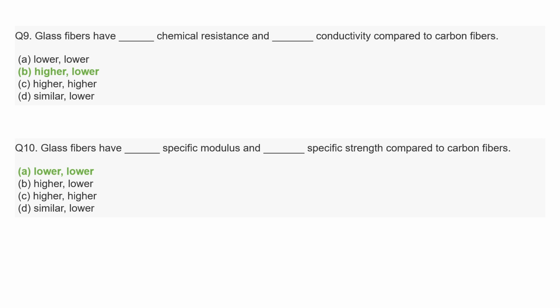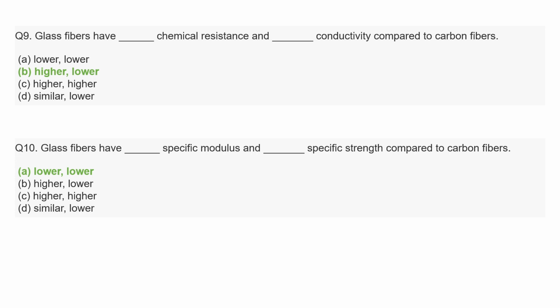So glass fibers have higher chemical resistance and lower conductivity compared to carbon fiber. There is no hard and fast logic I can explain, but this is a known factor to us that glass fiber will have a higher chemical resistance but will have lower conductivity compared to carbon fibers.